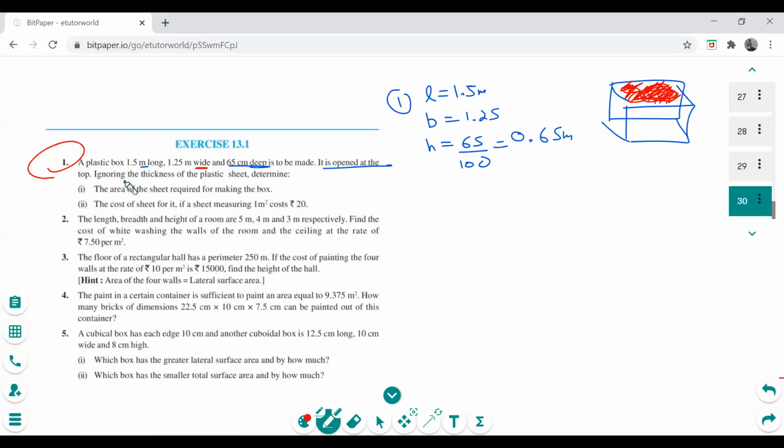Ignoring the thickness of the plastic sheet, we are not considering any kind of thickness. The question asks for the area of the sheet required for making the box. That means it is asking the surface area, but excluding the top. We just understood that the formula for that is LB plus 2BH plus 2HL, isn't it? That was the formula. I just explained it. Is this clear to everyone?